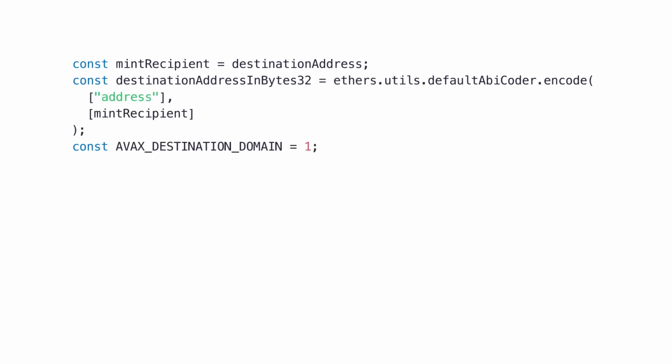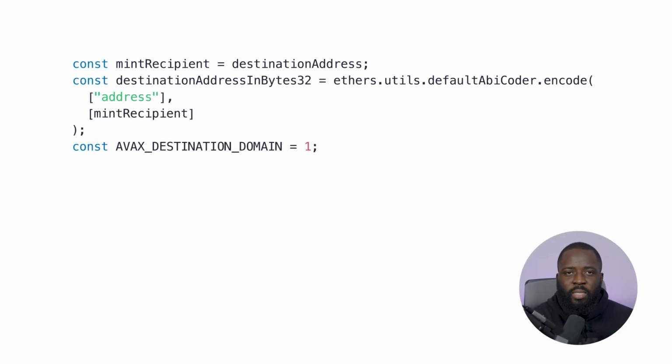The next block of code shows that we have set the AVAX destination address for receiving the transfer tokens. So we set the first variable called mintRecipient, which is the destination address. Then we'll convert the destination address into a bytes32 format required by the smart contract for further processing.